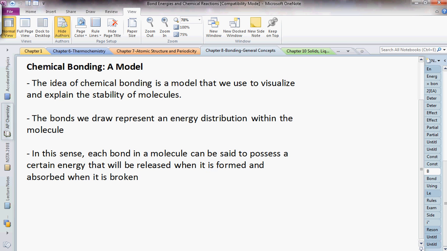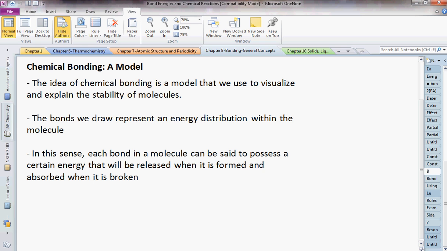Alright guys, so in this lecture we will be talking about energy and chemical bonding, and we're also going to get a start on how to draw these Lewis structures that you guys are going to do for the molecules that we'll be seeing in this chapter.